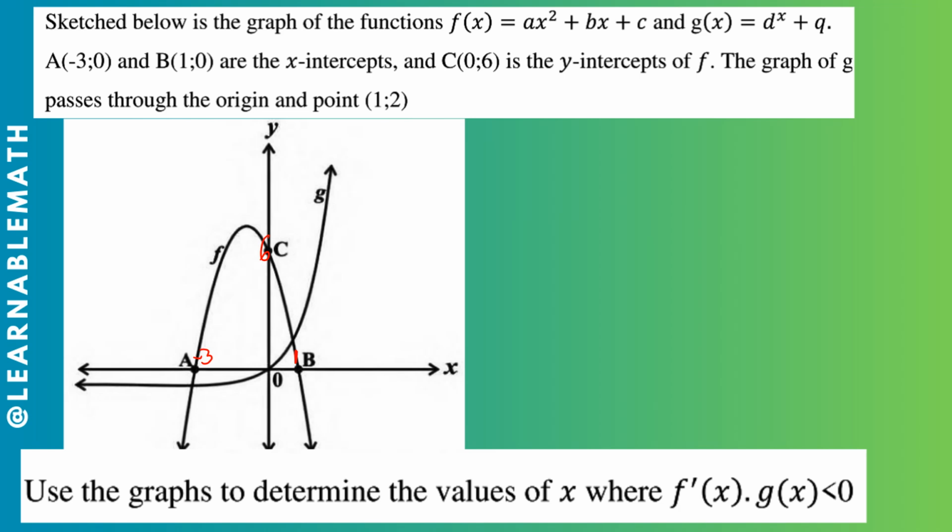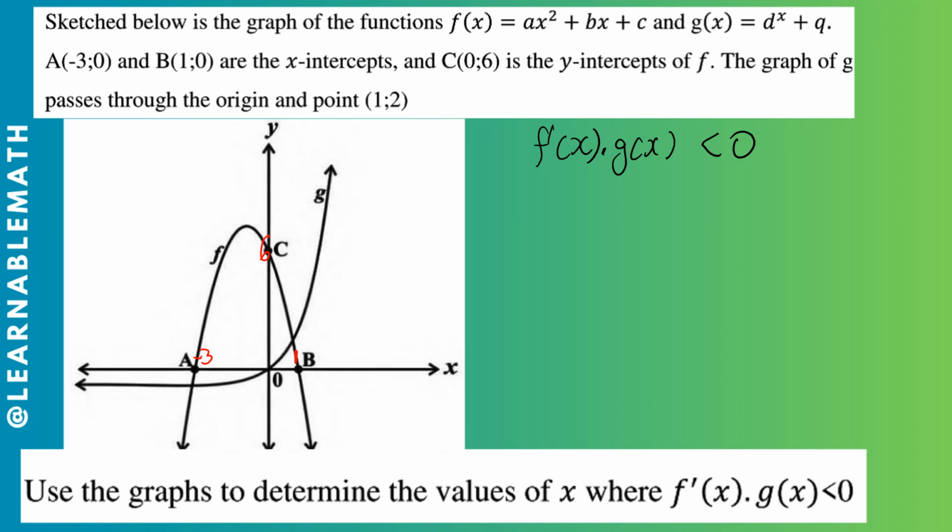The graph of g passes through the origin and the point (1, 2). They gave us that information. We are quite interested in this first question: using the graphs to determine the values of x where f prime of x times g of x is less than 0. Let me rewrite this. For which values of x is f prime of x times g of x less than 0? It's the derivative of f multiplied by g of x, less than 0.